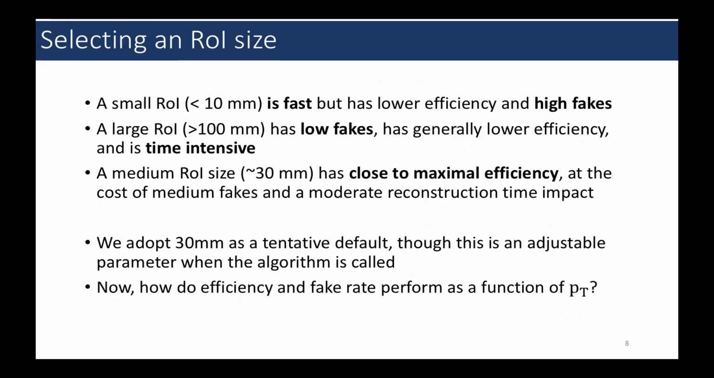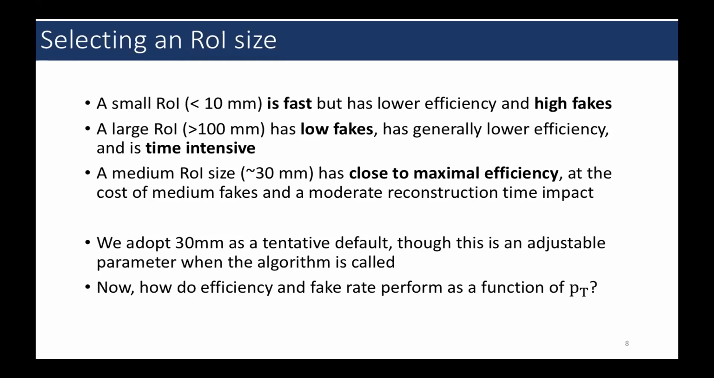So given the previous two plots, we see that a small region of interest, while it is fast, generally has low efficiency and high fakes. A large region of interest has low fakes, slightly lower efficiency than maximal, but it tends to be time intensive. And a medium region of interest has close to maximal efficiency at the cost of medium fakes and a moderate reconstruction time impact. So what we have done is adopt 30 millimeters as a tentative default. But of course, it's an adjustable parameter when you call the algorithm.